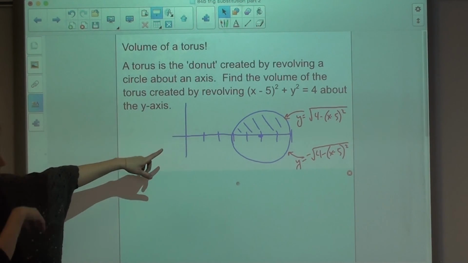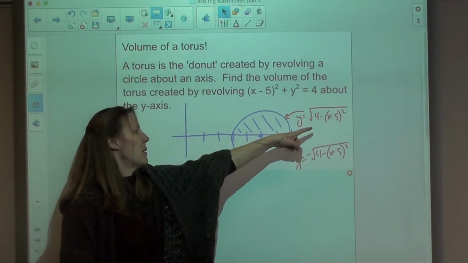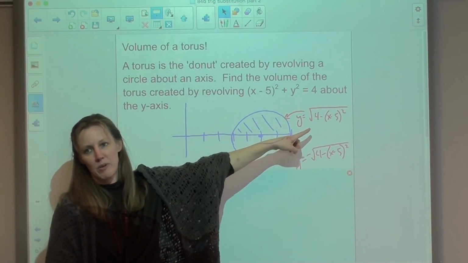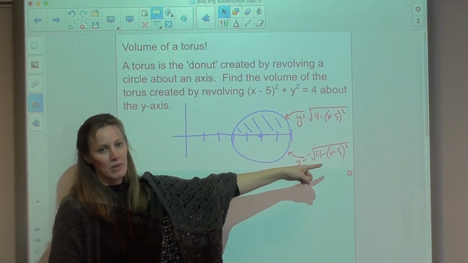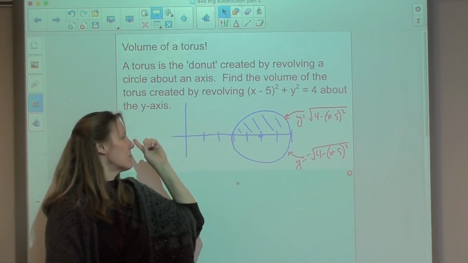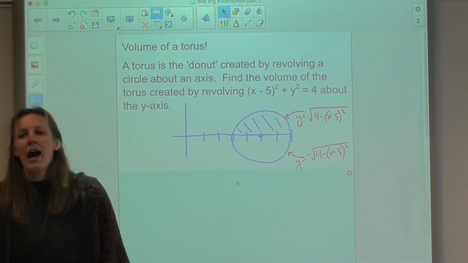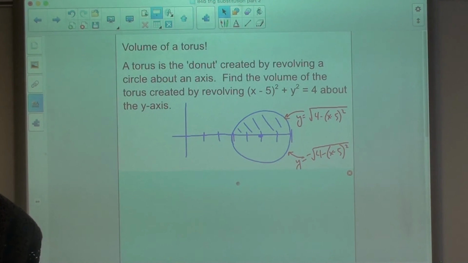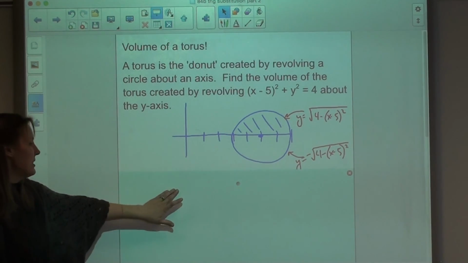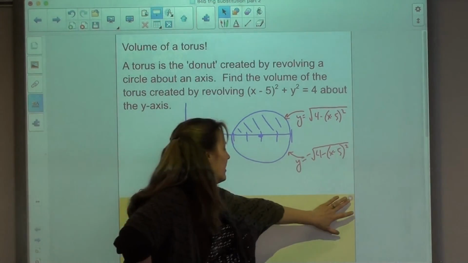I want you to notice the top half is the positive root, the square root of 4 minus the quantity x minus 5 squared, and the bottom half is the negative root. We're going to revolve this about the y-axis. How could we make our lives a little bit easier? If you just did the shell method on the top half and then doubled it. That's exactly right. So that's what I did.